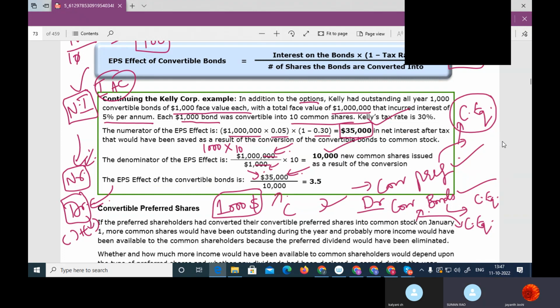I have this question in the textbook. I wanted a clear understanding only on this. Which one? I have the same question in the textbook, the Baker Hawk one, which you have explained, no? Okay.